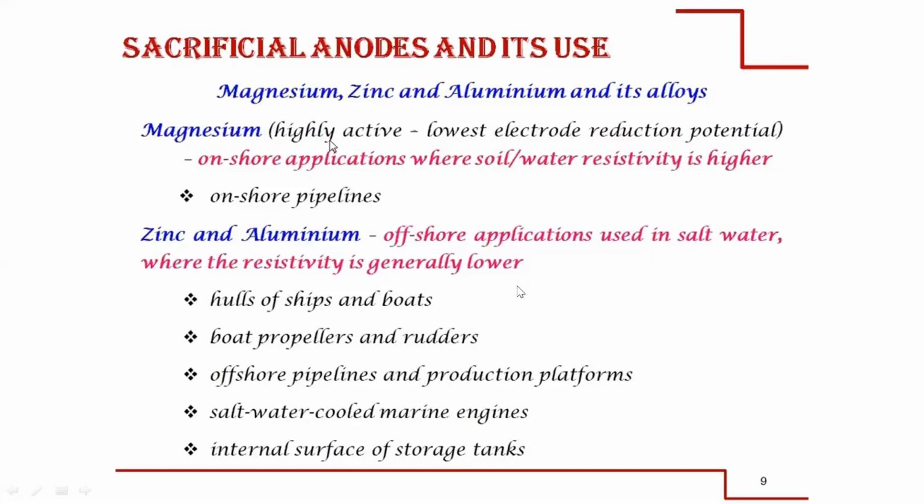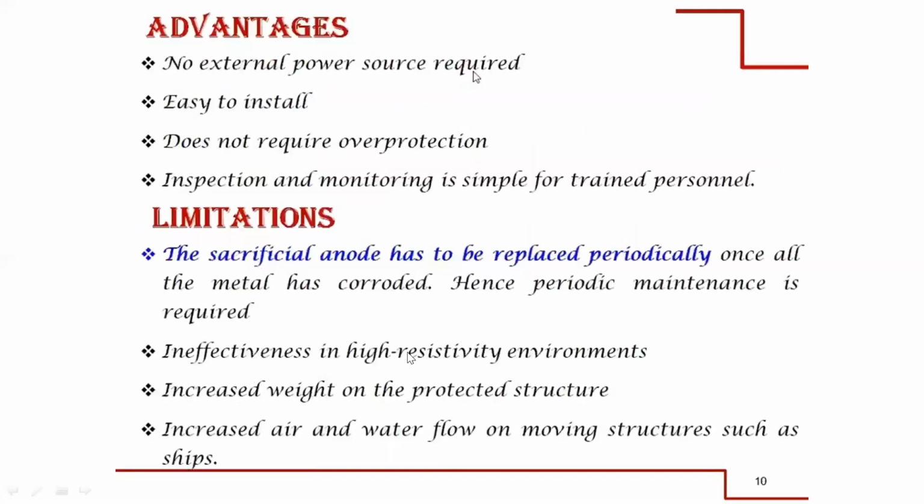Apart from this, these metals are used as sacrificial anodes in hull surfaces of ships and boats, boat propellers and rudders. Even in ship propellers we can use these metals. They are also used in offshore pipelines and production platforms, internal surfaces of storage tanks, and saltwater cooled marine engines. So these are the applications of the sacrificial anode method. Like any method, it has its own advantages and disadvantages. So what are the advantages?